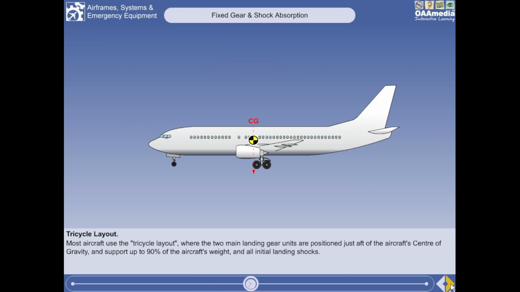For these reasons, most aircraft now use the tricycle layout, with the two main gear units being positioned just aft of the center of gravity, supporting up to 90% of the aircraft's weight and absorbing all of the initial landing shocks. The nosewheel unit keeps the aircraft level, and in most cases also provides a means of steering.